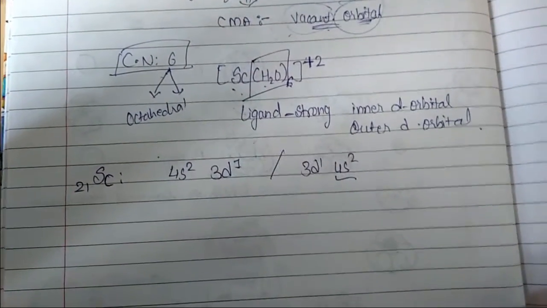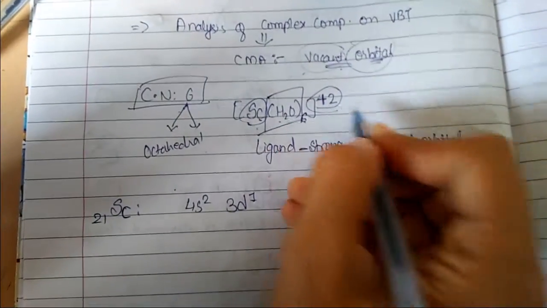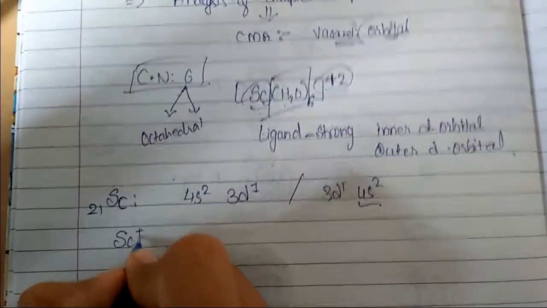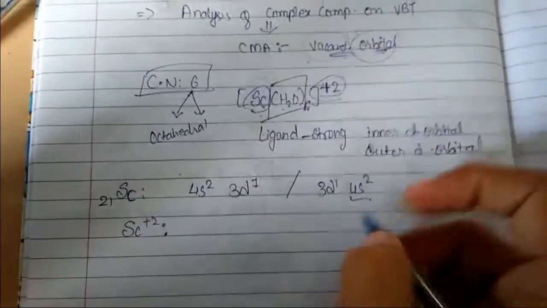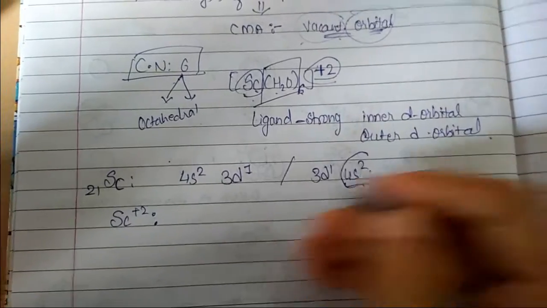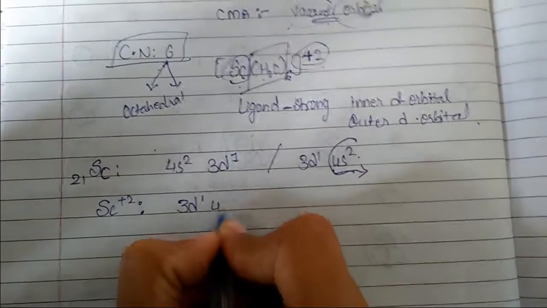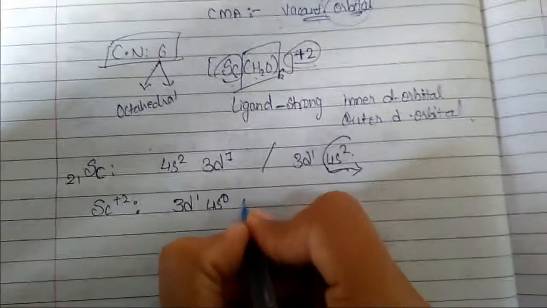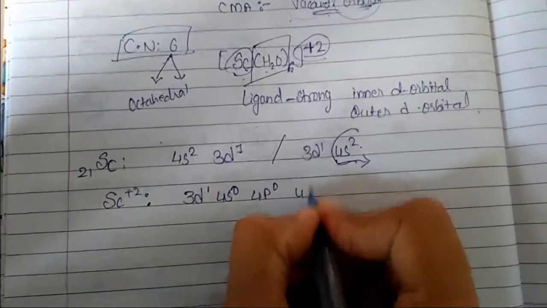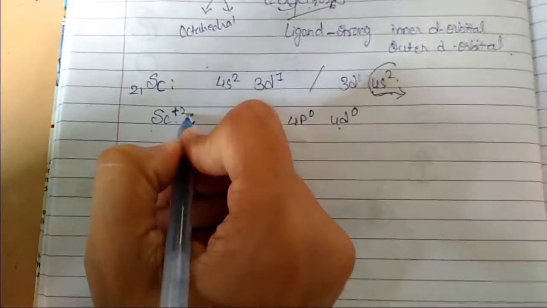This is the outer orbital. Now here scandium is in the +2 state. So scandium in the +2 state will lose 2 electrons. These 2 electrons will be removed from the s orbital. So the configuration will become 3d1 4s0, then 4p 0 and 4d also 0. So this is the configuration when scandium is in the +2 state.